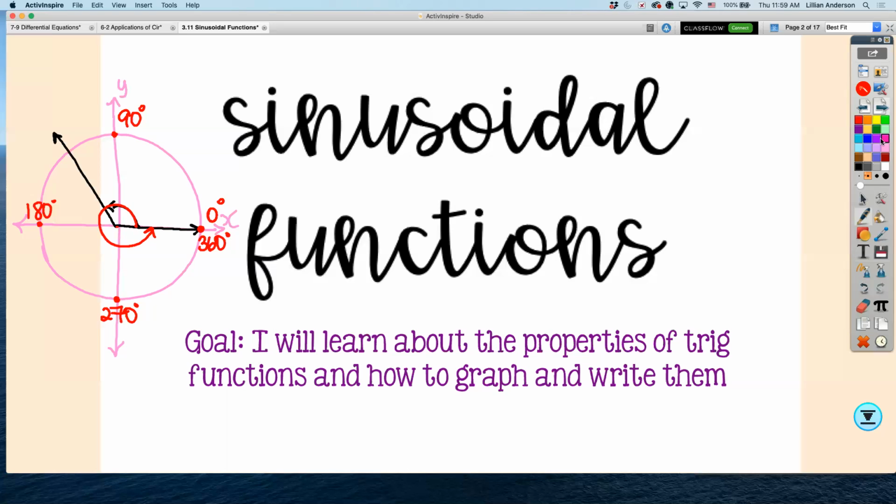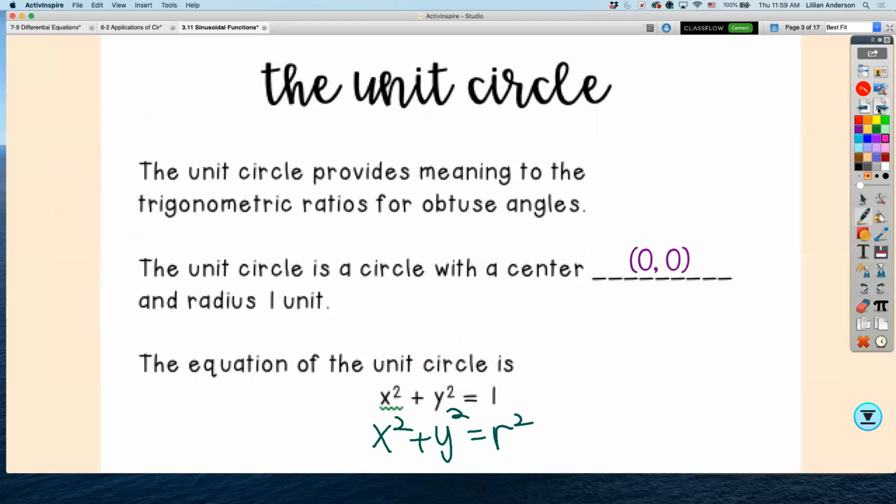So, knowing that, the unit circle provides meaning to the trigonometric ratios for obtuse angles. If you think back to when we did geometry and trigonometry for right triangles, all of our angles were acute inside of those right triangles, okay? When you think like SOHCAHTOA. But the unit circle provides meaning for obtuse angles, okay?